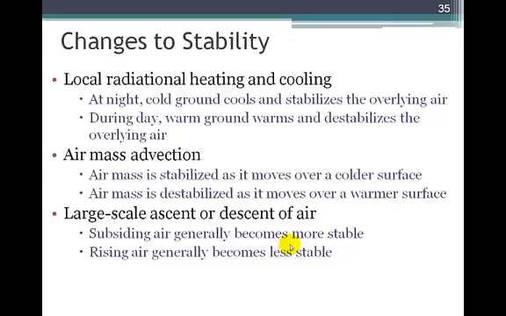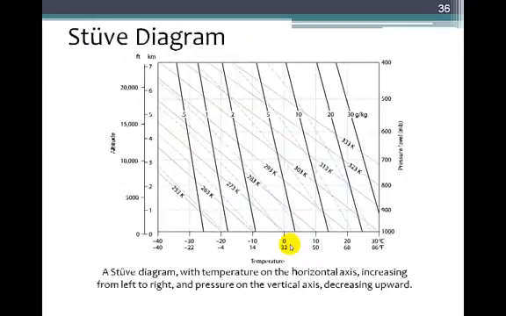There's also air mass advection. The air mass is stabilized as it moves over a colder surface, so the cold air is happy to stay down low where it is, and warmer air can lay on top of it. And the air mass is destabilized as it moves over a warmer surface, and that warm air wants to rise up. When you have that tendency for vertical motion, you have instability. And then finally, we have large-scale ascent or descent of air. Subsiding or sinking air is generally more stable than rising air, which is the definition of instability.